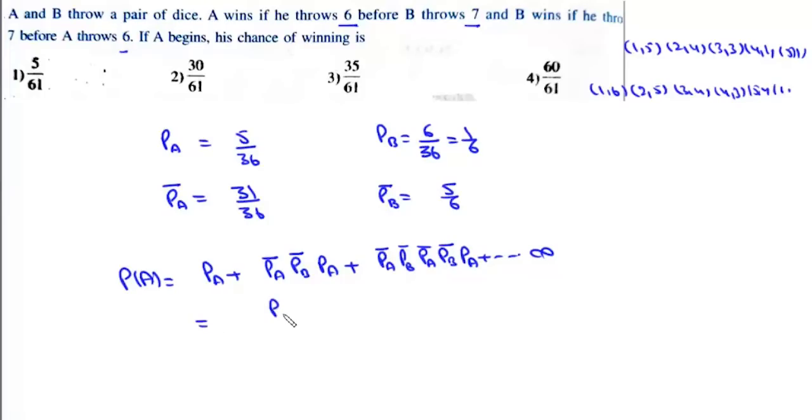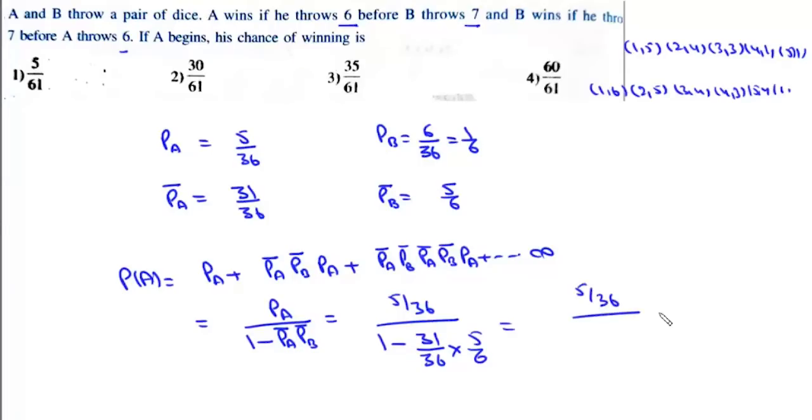So the sum of this GP is P(A) upon 1 minus P(A') into P(B'). Now the probability of A is 5 by 36. Now P(A') is 31 by 36 and P(B) is 5 by 6. Now this probability is 5 by 36, and here it is 36 into 6 minus 31 into 5 upon 6 into 36. Now 36 will cancel. Now this is 30 upon 61, and that's your option 2.